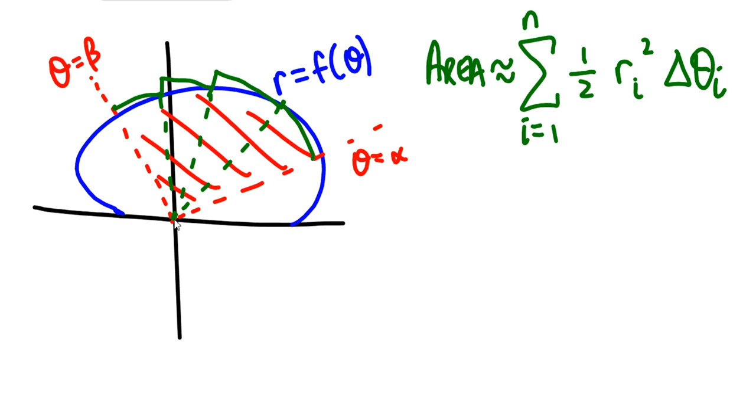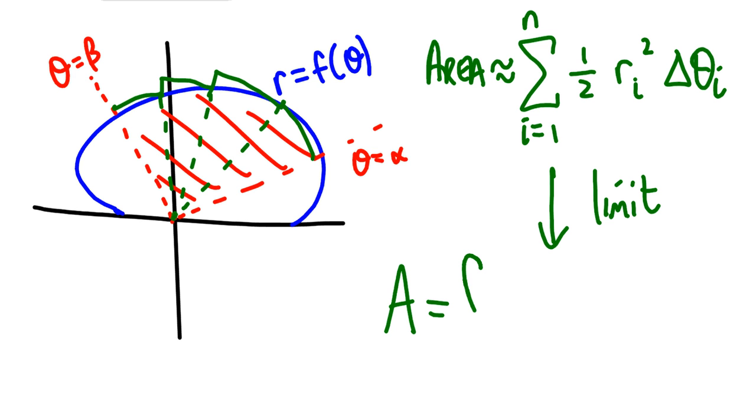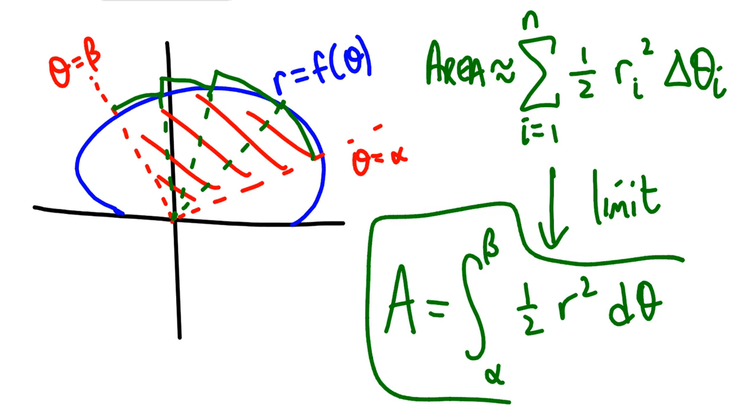You make them thinner and thinner so that there are more and more sectors, and you let n go to infinity. And in the limiting process, the area becomes an integral from alpha to beta of 1/2 r squared, and then the delta theta becomes a d theta, as you are familiar with from your Calc 1. So this is how we find area bounded by a polar curve.